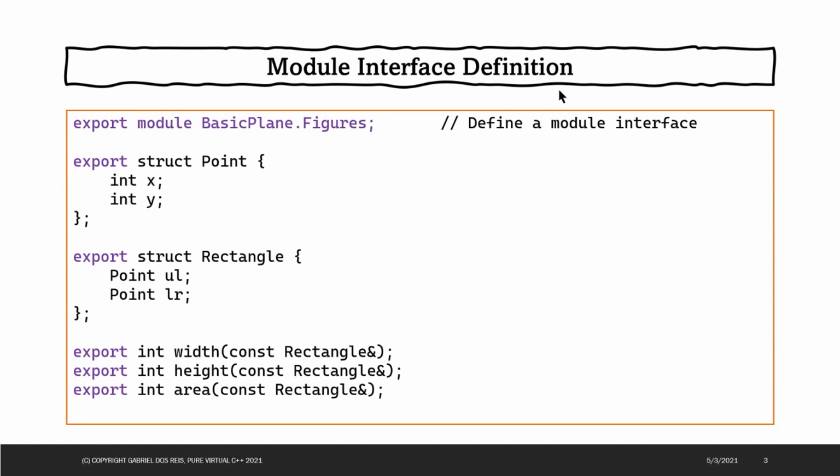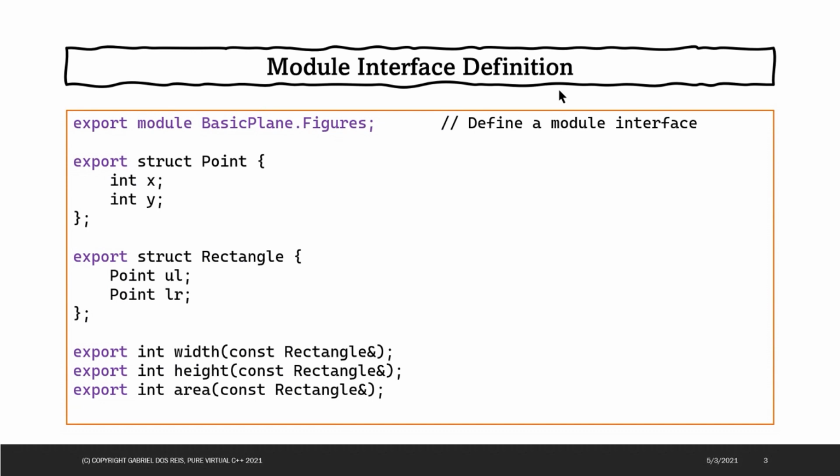Essentially, they're language constructs that allow you to clearly specify the interface of your components. So here I have a basic component that gives you a rectangle. I call it modules basic plane figures. I have a point, a rectangle, and then we have utility functions that give you the width, height, and an area of a rectangle. So with modules, you can just specify directly what is needed for the consumer of your components. And this is it, simple.